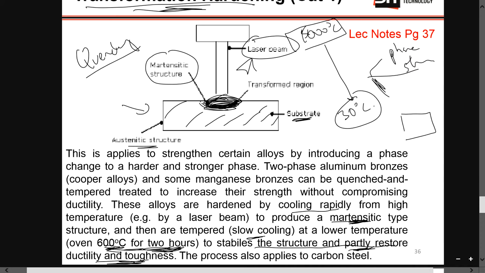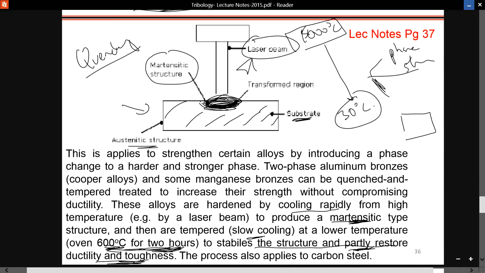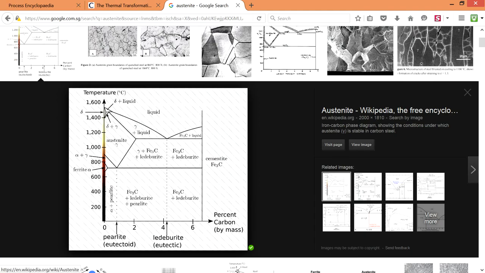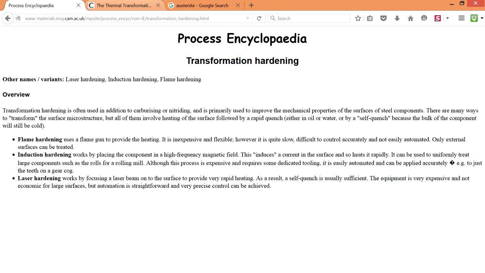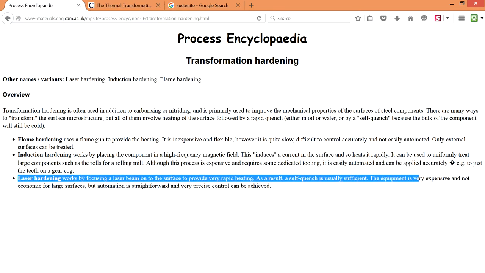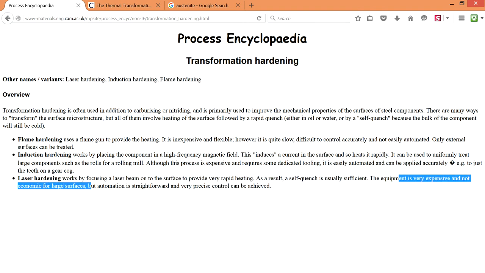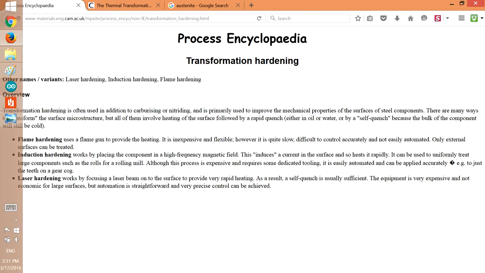But generally this is a very expensive process. This is the very high-end process. If you take a look at laser hardening, the equipment is very expensive and not economic for large surfaces. For automation, it's straightforward and very precise control can be achieved. So if you want very small surfaces to be martensite, laser hardening is good, but as you know, it's pretty expensive.